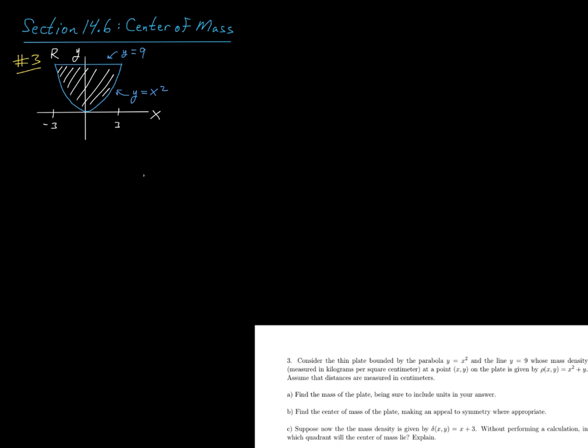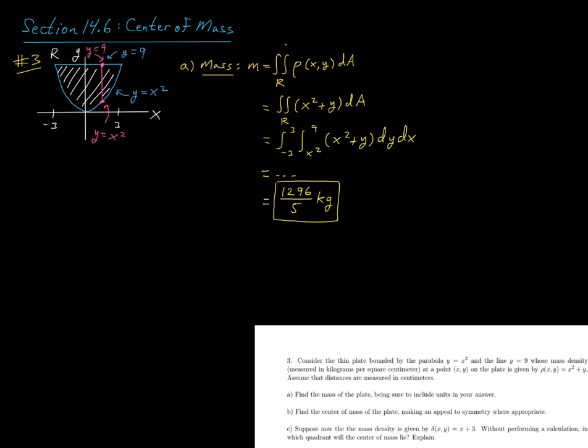So part A is asking us to find the mass of the plate, being sure to include units in our answer. And so up here, I've gone ahead and included a figure of the plate. So we have the parabola y equals x squared and this horizontal line y equals 9. And notice those will intersect when x is 3 and negative 3. And so for the mass calculation, we're just going to integrate this density function over our region R. And that's a pretty straightforward calculation here.